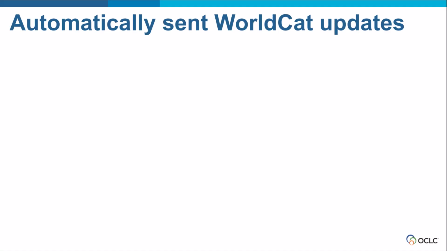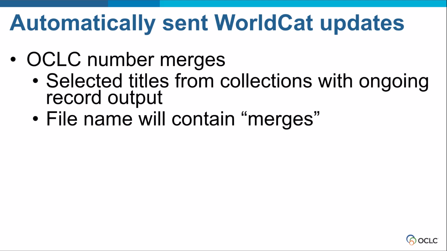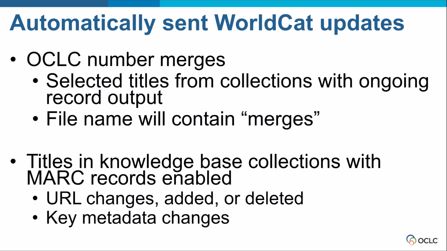Whether WorldCat updates is enabled or not, Collection Manager automatically delivers updated records when OCLC numbers are merged for selected titles in collections with ongoing record output. The delivered files include merges in the name. For knowledge-based collections with MARC records enabled, update records are sent when URLs change, are added or deleted, or when key metadata, such as collection name, notes, or coverage dates, changes.